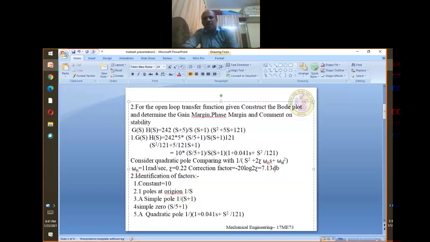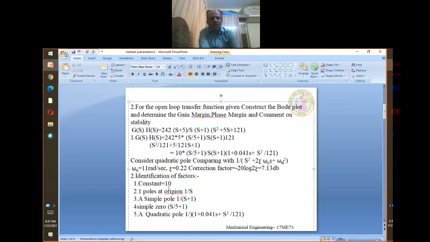Already you have come across the concept of the damping factor. The effect of damping is to reduce the amount of vibration. The same thing holds good for the magnitude plot, where it reduces the amount of magnitude. So for a quadratic pole, you have to accommodate this in the form of a correction factor.